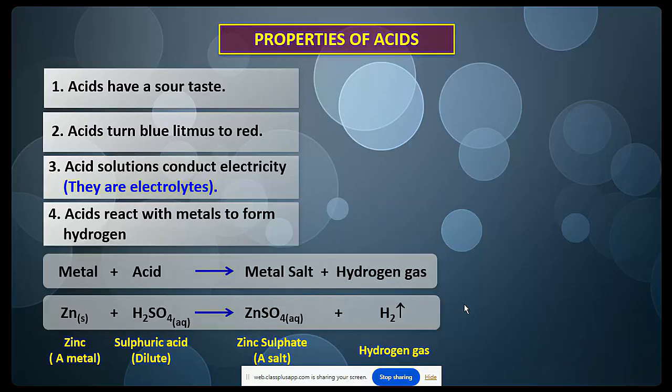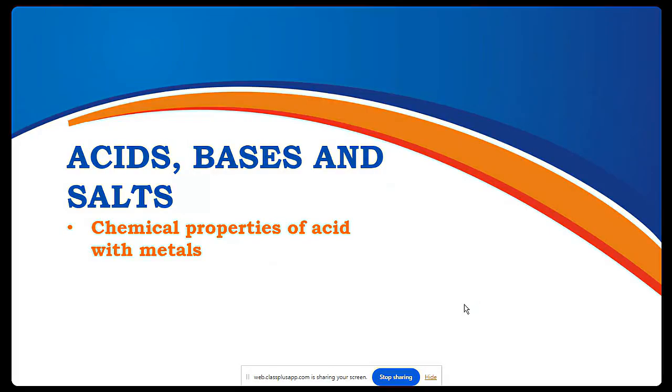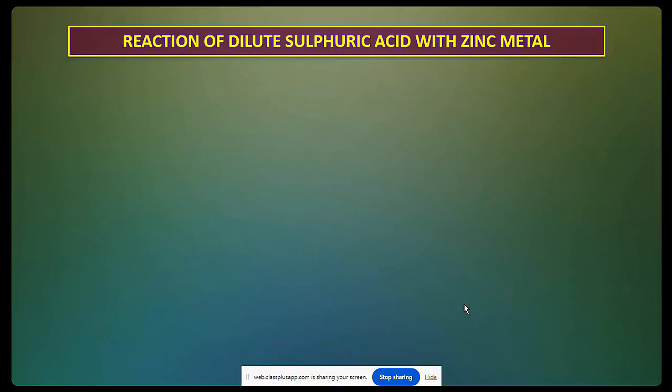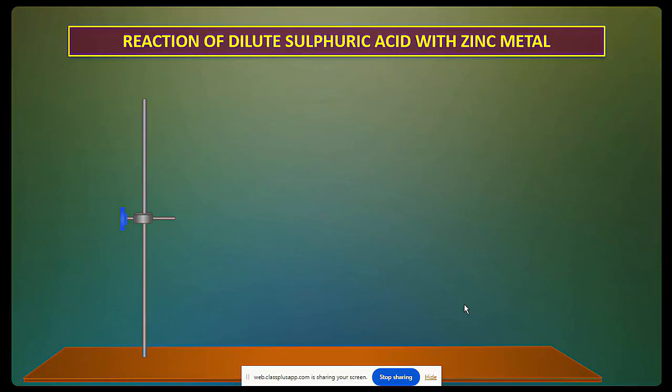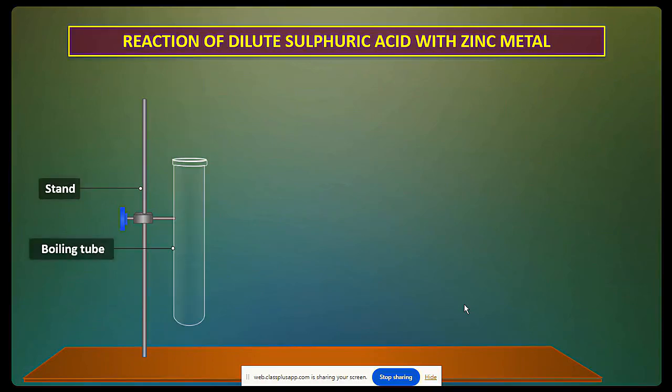And we'll see an activity to form hydrogen gas here. Chemical properties of an acid with metal. So, reaction of dilute sulfuric acid with zinc metal. Okay. So for that we need a table, a test tube stand. Fix this test tube here to the stand. This is a boiling tube or test tube we can call. And then a trough which consists of soap water in it.